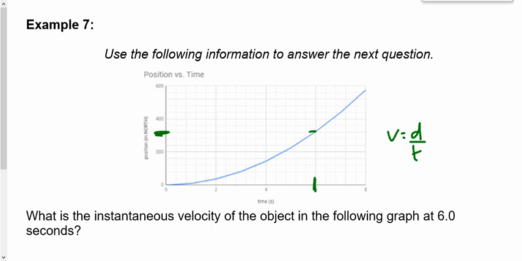So we can't do this. We have to get a change in position and a change in time. But how do we do that when we're looking at one specific moment in time? There is no change of position or change in time at one specific moment in time. Well, this is where we've got to draw, you remember what we called it yesterday? We've got to draw a tangent line, right?